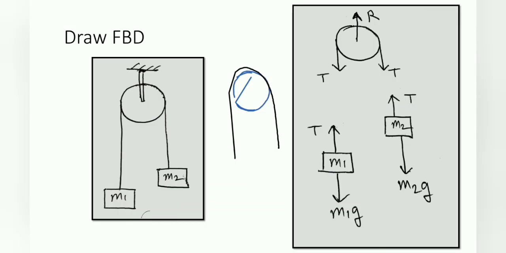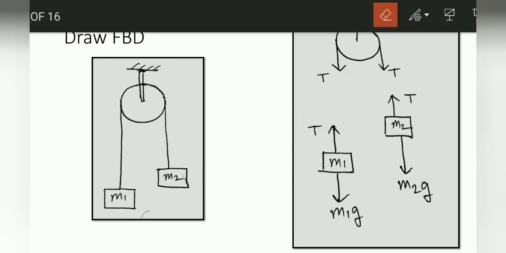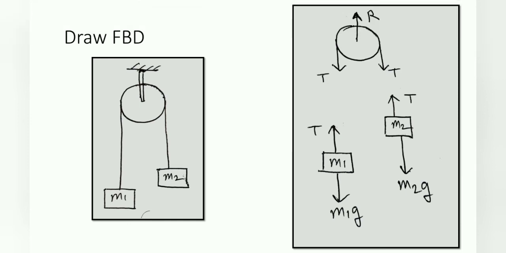Now let's move a little bit faster because you know the basics. See, this is very simple. This is M1, this is M2, and there is a pulley, fixed with a support. Now we will separate the objects. This object is for M1, this is for M2, and this is the pulley. On M1, a force is acting, that is M1G, and the tension is acting upward. M2G is acting downward for this one, tension is acting upward.